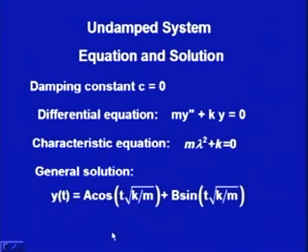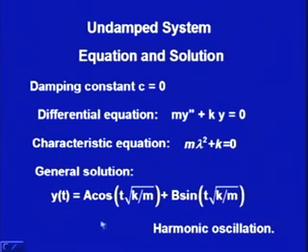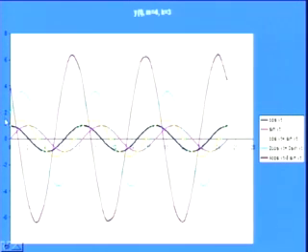Now, let us see what this general solution looks like in the graph. This is called harmonic oscillation. Why? You see here we have different values of a and b. Let us say a is equal to 1 and b is equal to 0. Here I have taken m as 4 and k as 3, that is, the spring constant as 3 and mass as 4. Then this black line is the motion.